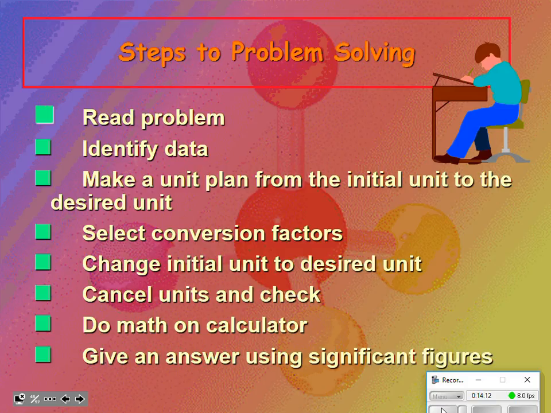You then need to select your conversion factors so that your initial unit is changed into your desired units. You cancel the units to check to make sure that you set up your conversion factors correctly. After you've canceled the units out and it's all jiving good, you do the math on your calculator, and finally you calculate your answer with the significant amount of figures. So this is just basically concrete directions planning out the conversion factors that you probably do in your head, but it's just something to refer back to if you get stuck.